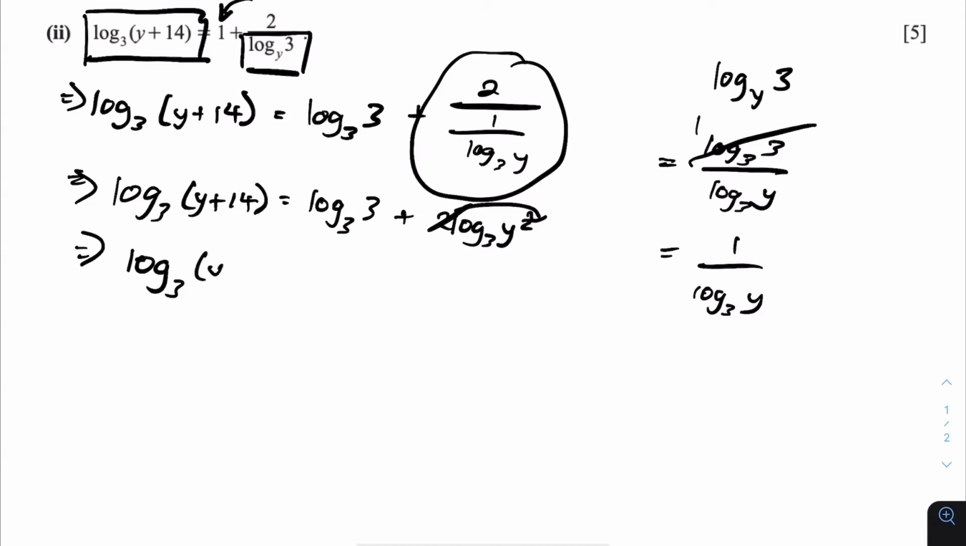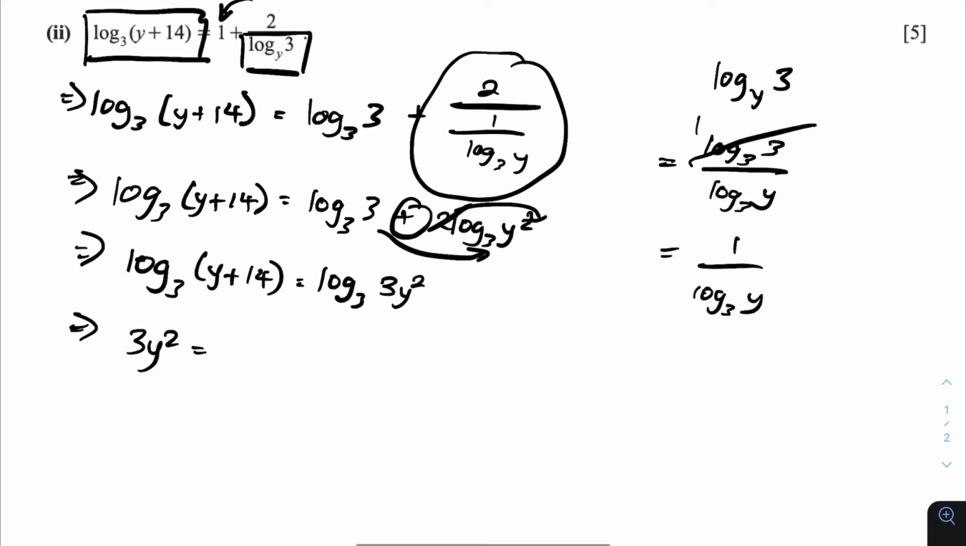So log 3y plus 14 equals log, and then we can actually multiply these two parts because of the addition sign here, to make it 3y squared. Now we can get rid of the logarithms as we did in the last question to give 3y squared is equal to y plus 14, which can simplify to 3y squared minus y minus 14 is equal to 0.